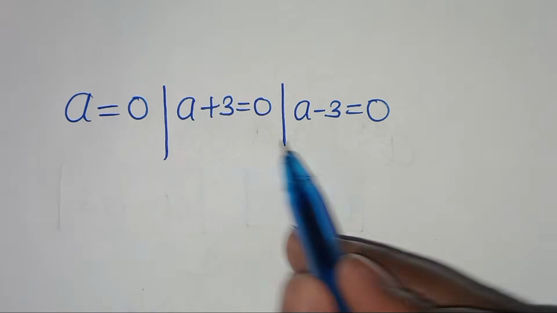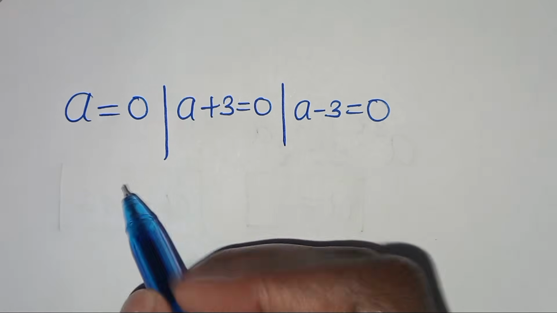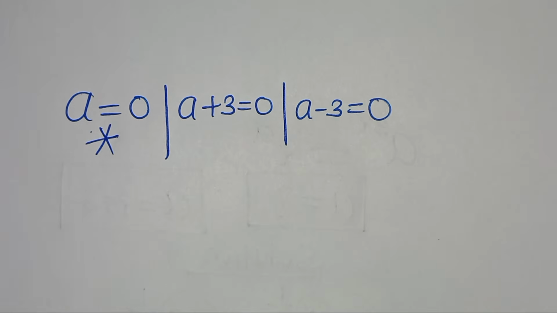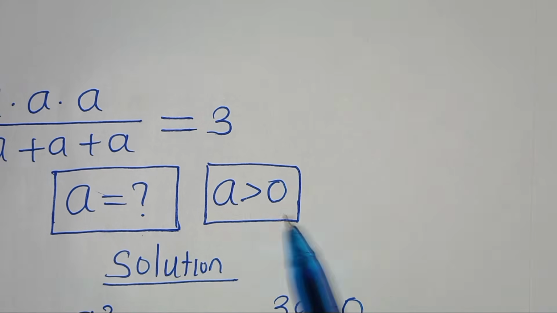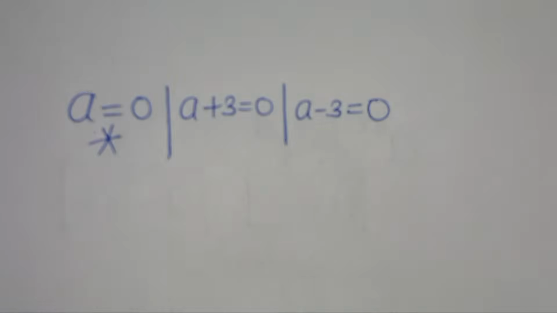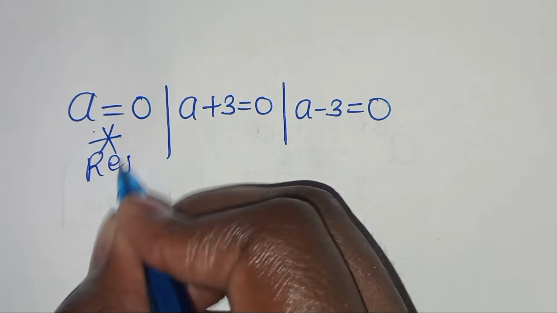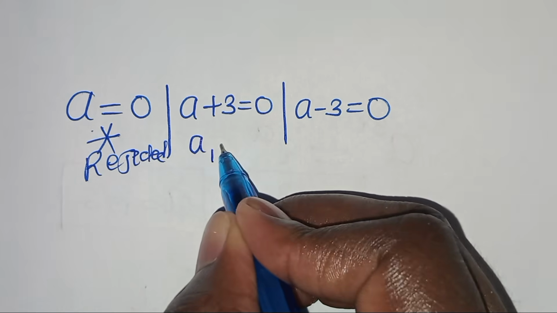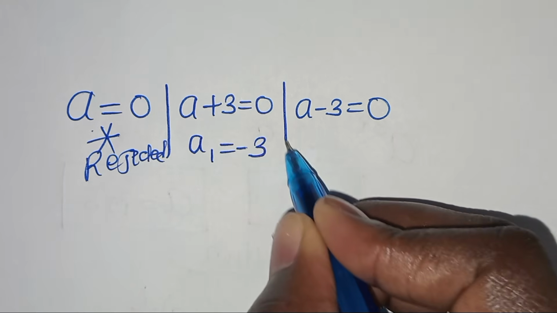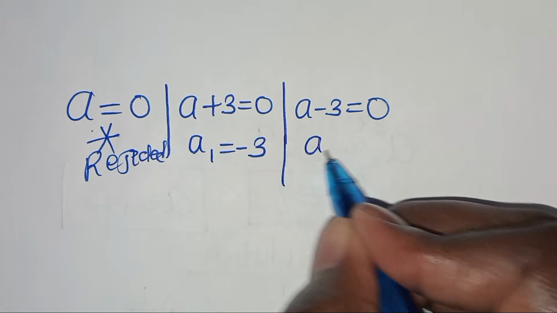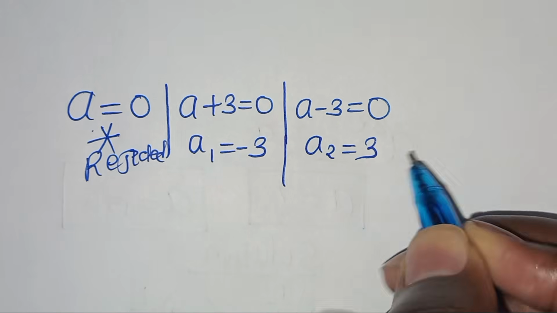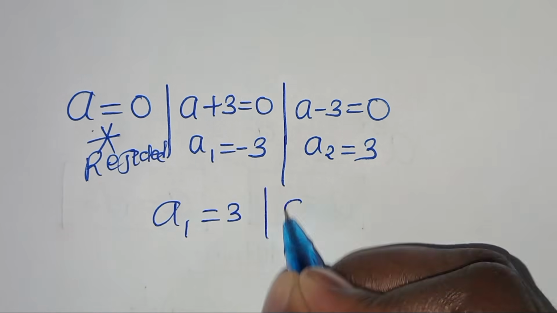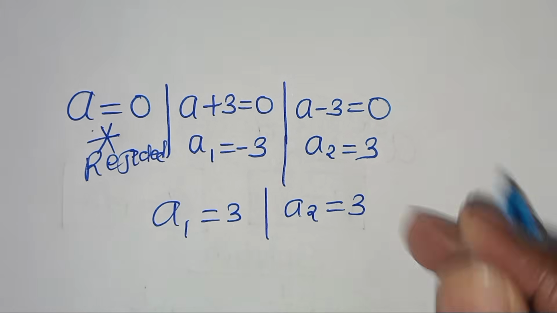Now we have got three cases here. a is equal to 0. In this case, this is rejected because a should be greater than 0. So this means that the first case here is rejected. In the second case, we have a1 is equal to minus 3. And in the third case, we have a2 is equal to 3.